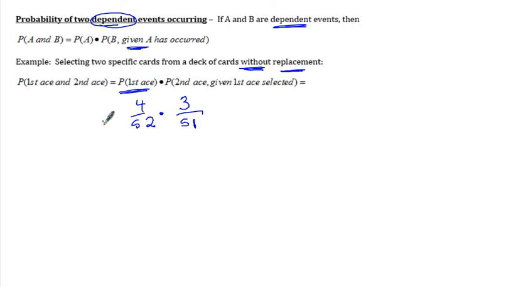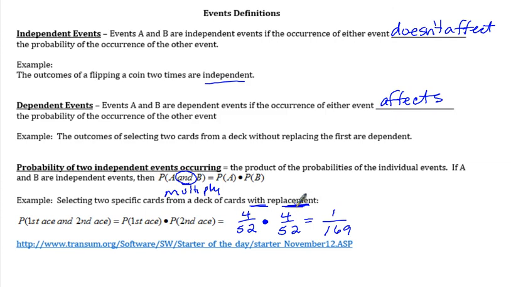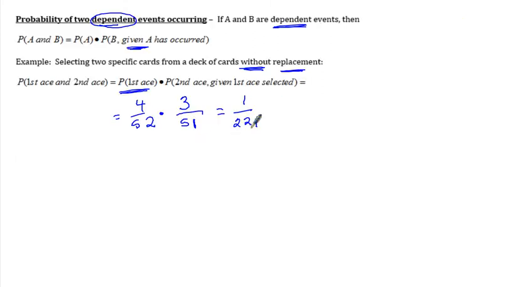Okay? So the dependent scenario is slightly different than the independent scenario. So when you multiply this together, you get 12 over some gigantic number. That simplifies down to 1 in 221. So if you compare that with replacement, you had a 1 in 169 chance. But without replacement, you have a 1 in 221 chance. And that makes sense, right? You pull an ace and you don't put it back, your chances are smaller of getting a second ace. Whereas if you put it back, your chances are larger of getting 2 aces. They're still not great, but they're larger. Okay? So make sure you understand the difference between independent and dependent events.